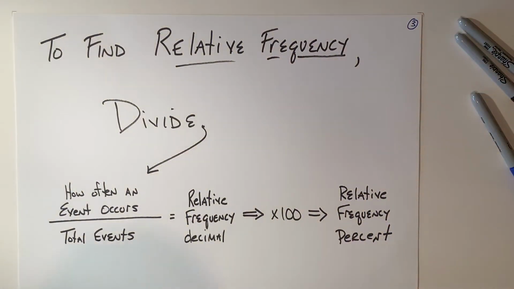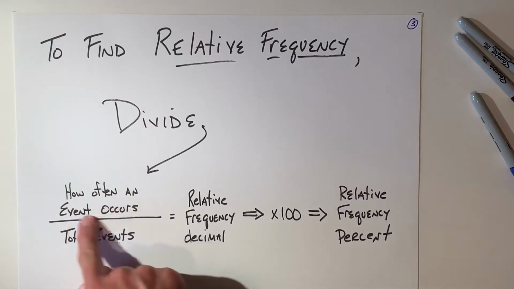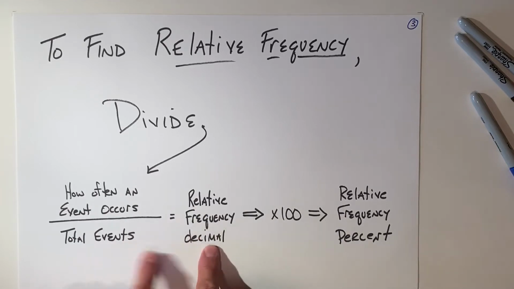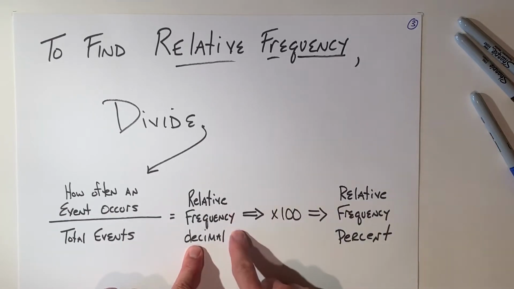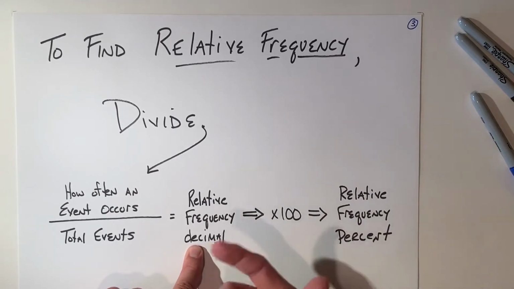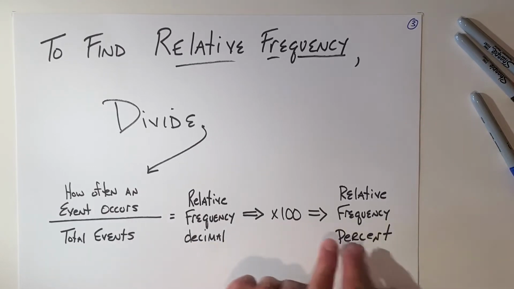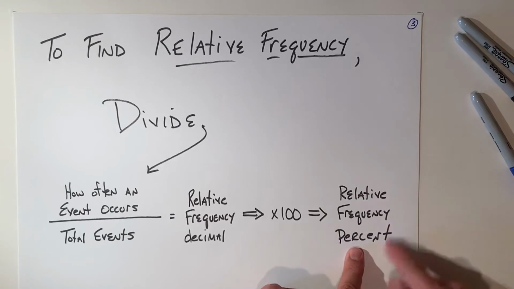Now, I have it summarized here. If you're looking for a relative frequency, you are going to divide. Very simply, you divide how often an event occurs by the total number of events. That will produce a decimal called a relative frequency. That gives you a relative likelihood that something will occur. A 0.4 relative frequency, if multiplied by 100, for example, would be a 40% relative frequency.